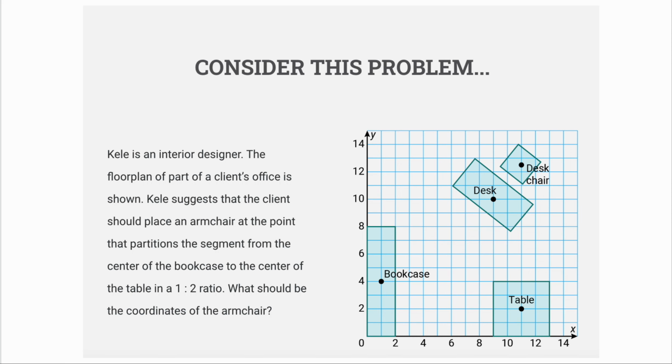So let's keep going. Consider this problem. Keely is an interior designer. The floor plan of part of a client's office is shown. Keely suggests that the client should place an armchair at the point that partitions the segment from the center of the bookcase to the center of the table in a 1:2 ratio. What should the coordinates of the armchair be? Go ahead and mark up that text and be prepared to explain it to me in 3 minutes.